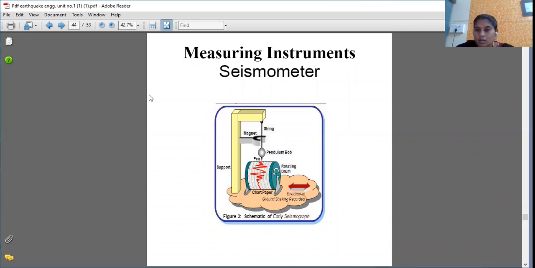Okay, I will tell you. First, we'll discuss the principles of the seismometer, and after that we'll move towards the different components of seismometer. You see the diagram first. From this diagram, you understand there is a support system which is placed in the ground. From the support system, a string is supported. To this string, a pendulum bob is attached. A pen is attached to this pendulum bob, and after that there is a rotating drum, and on that rotating drum a chart paper is placed.